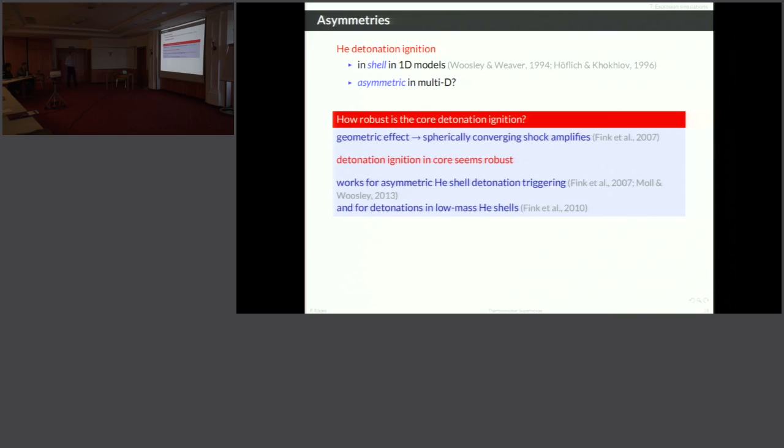And this seems to be the case, as pointed out by Michael Fink in his PhD thesis, because of a geometrical effect. You will always have a shock wave that propagates in some way or another into the core of the white dwarf. So you have a spherically converging shock wave, and spherically converging shock waves are bound to amplify in strength. So this is actually shown in Landau-Lifshitz, at least in the German edition. I think this is a part that was left out in the English edition. So therefore, what one finds here is that the detonation ignition in the core seems to be very robust. It works for asymmetric helium shell detonation triggering and also for low mass helium shells.